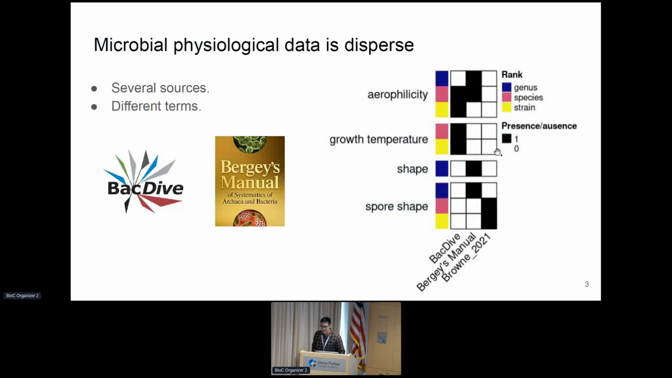And this is an example in this heat map. You can see some true references here for different types of physiologies. You can see that every source provides different types of information at different taxonomic ranks, and they're missing some. So we would like to fill in these gaps. And we also would like to harmonize the different terms they use.